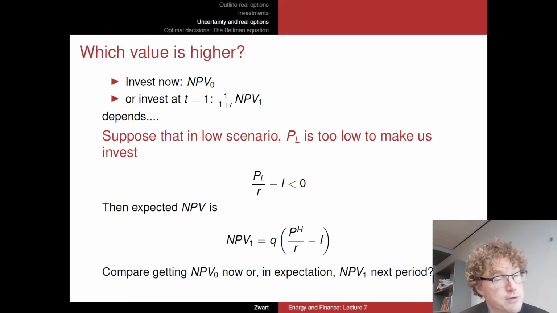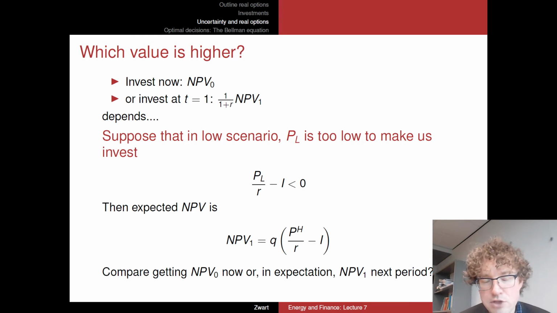We say, oh, prices are too low, that's unfortunate, but let's just not make the investment and get 0, right? So from the point of view of today, what do we get? Well, there's still this probability Q that we might end up in the high scenario, and in that case we will make the investment, so then we get the high NPV, PH over R minus I. With probability 1 minus Q, we end up in the low scenario, but then we will not make the investment, so we get 0 here. So there's a 1 minus Q times 0, which I didn't write here, of course. So that's now the NPV in that period 1.